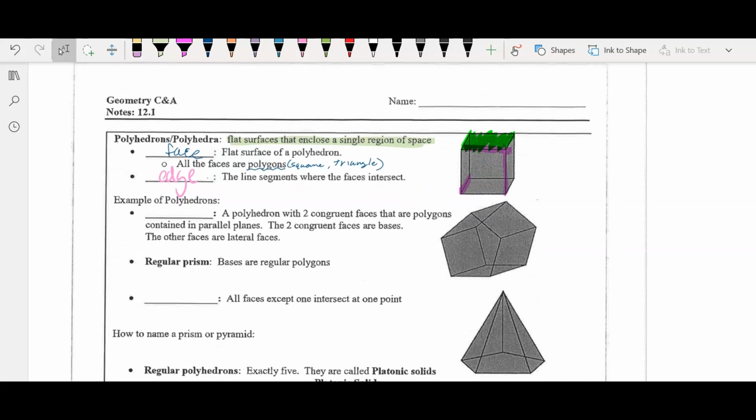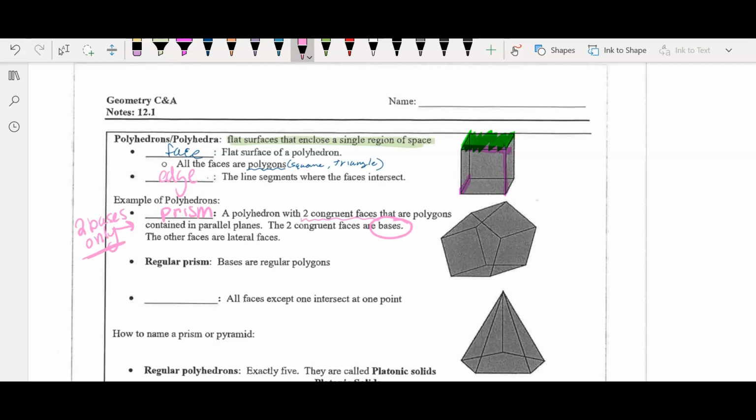A couple of examples of a polyhedron: first of all, a prism. A prism is a polyhedron with two congruent faces that are polygons contained in parallel lines. Those two congruent faces are called the bases. In a prism, you can only have two bases. That's the big thing here.